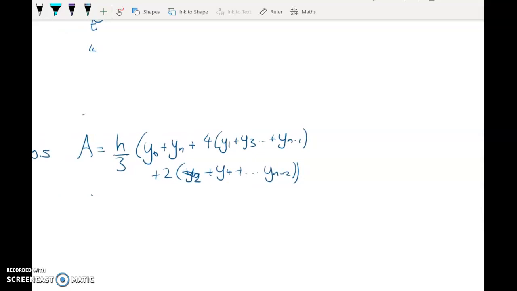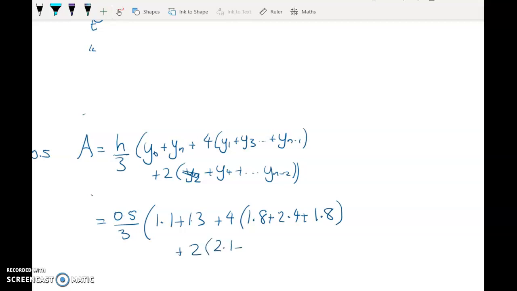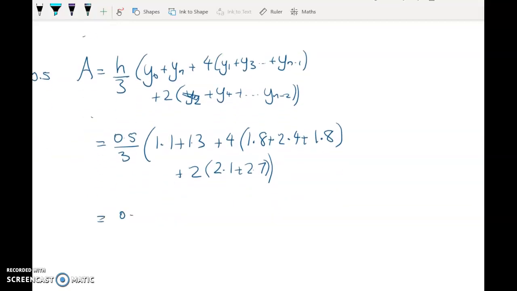So working that out over here, we get 0.5 over 3 times my endpoints 1.1 plus 1.3 plus 4 times those three values that are the odd numbered ones, plus 2 times 2.1 plus 2.7. And when I add all of that up, we get 0.5 over 3 times 4.4 plus this is 6. 6 fours are 24. This is 4.8 times 2, so this is 9.6.